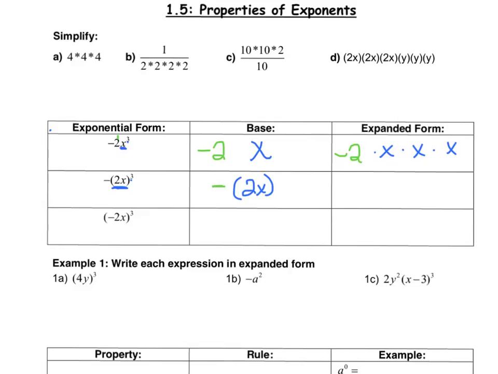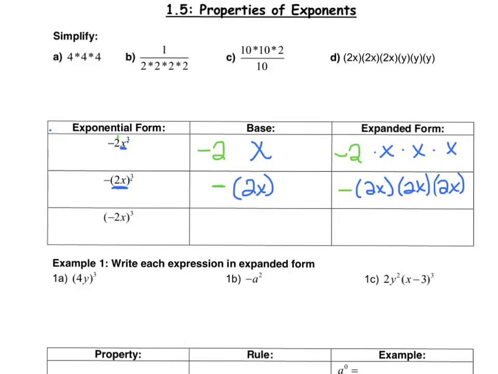So to write this in expanded form, I have 1 negative sign, and then since the exponent's 3, I have 3 2x's. 2x times 2x times 2x, like that.